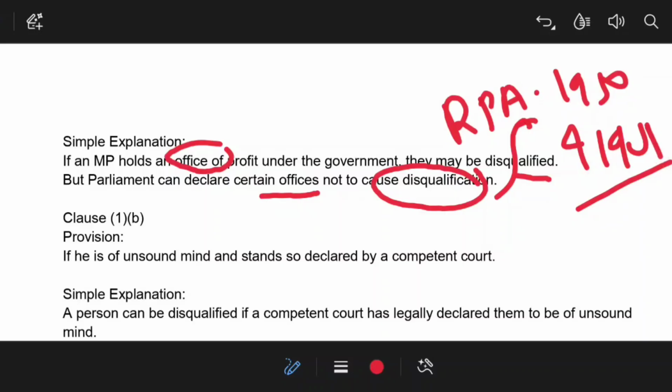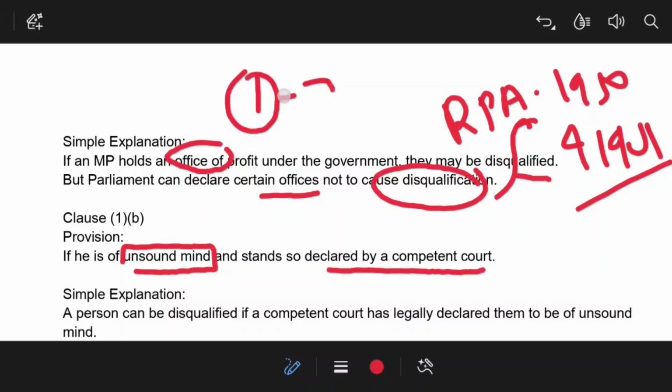Article 102 1B: if he is of unsound mind and stands so declared by a competent court. So first was the office of profit, and second is unsound mind. If UPSC asks a question on which of the following grounds are mentioned in the Constitution, not any statutory act or law, under which a member can be disqualified, then you have to remember the grounds that are mentioned specifically and exclusively in the Constitution of India.